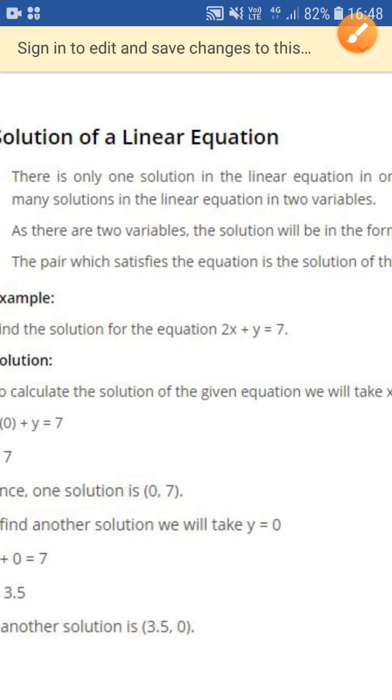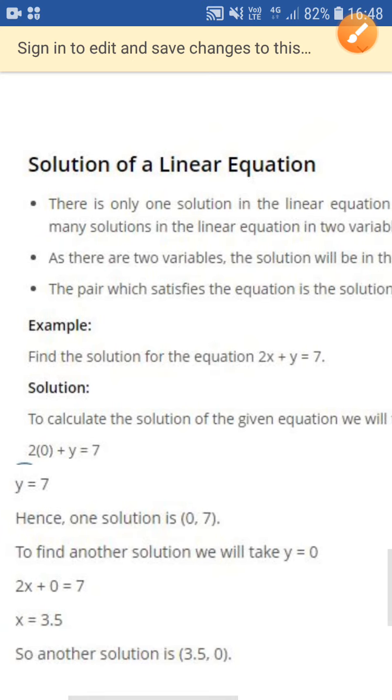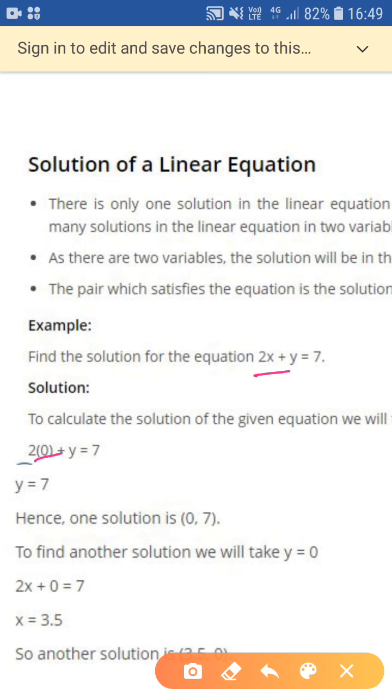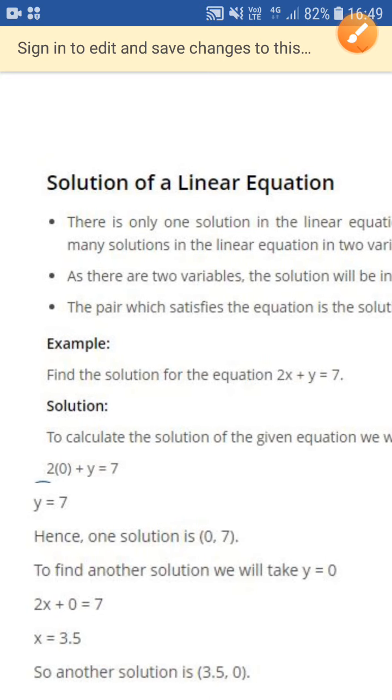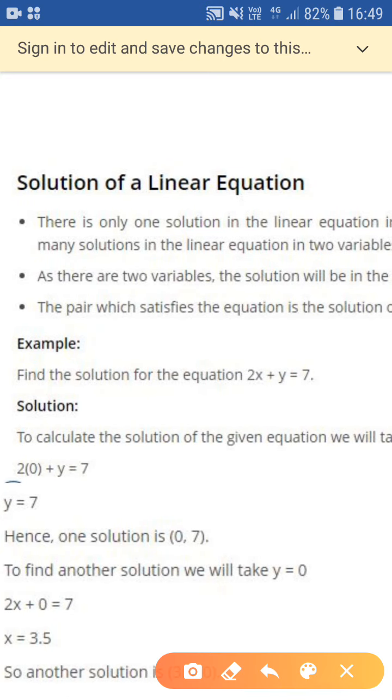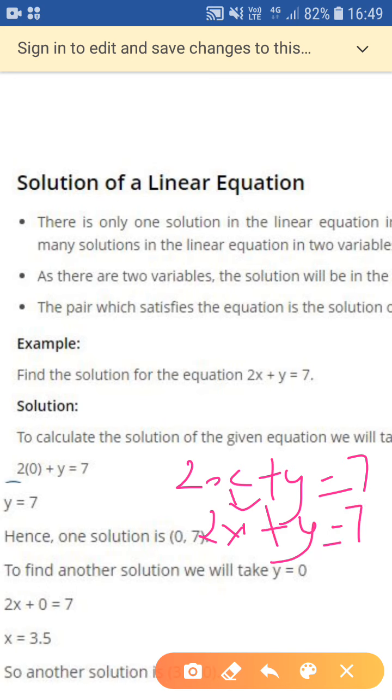Here you can see that we take the value of x to be 0. Then the corresponding value of y equals 7. If we take x to be 1, then in 2x plus y equals 7, we place x as 1 and write 2 into 1 plus y equals 7. So y will be equal to 7 minus 2, that is 5. So corresponding to x equals 1, we get y equals 5.